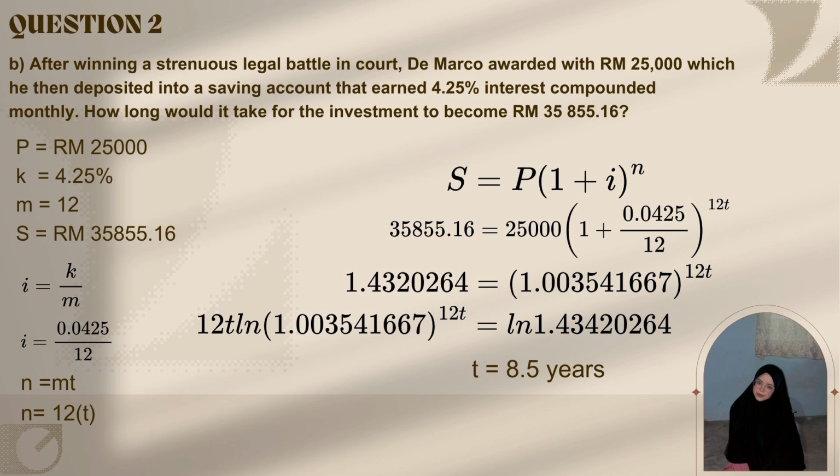Step 4. Natural logarithm. Take the natural logarithm of both sides. 12 times T multiplied by ln of bracket 1 plus 0.00354167 equals ln of 1.43420264. T equals ln of 1.43420264 divided by 12 times ln of bracket 1 plus 0.00354167. Find the result. The time required T equals 8.5 years.